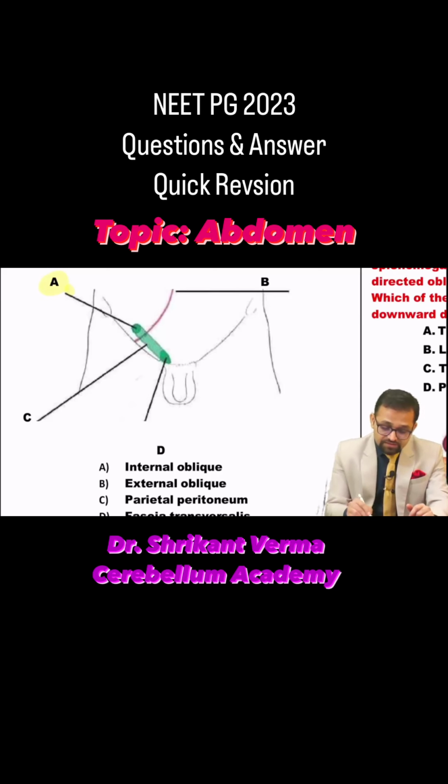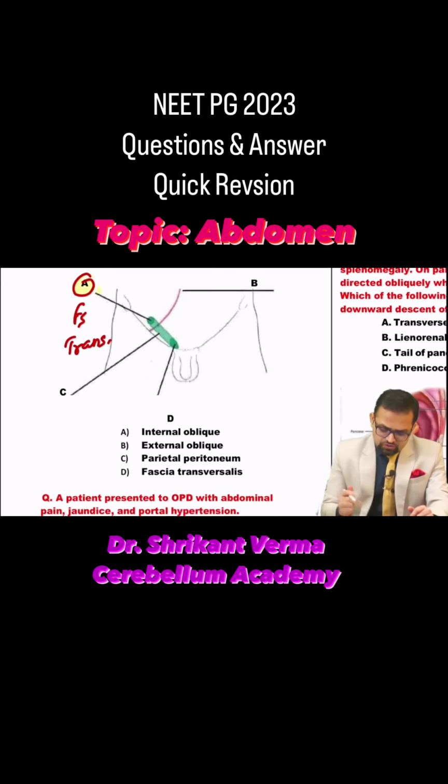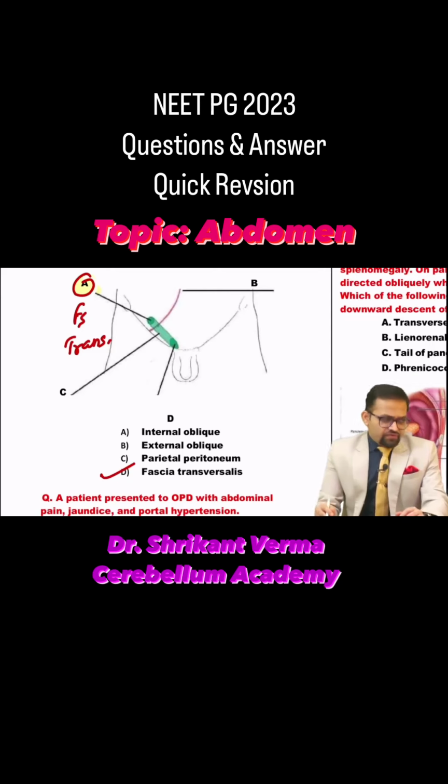Sir, this is our superficial inguinal ring. Here is a deep inguinal ring, and this is the oblique canal, which is the inguinal canal. This E is the deep inguinal ring, which is formed in the fascia transversalis. So this is the answer D. Very nice, Saurav, Vishwanath, Pranshu, you all are right.